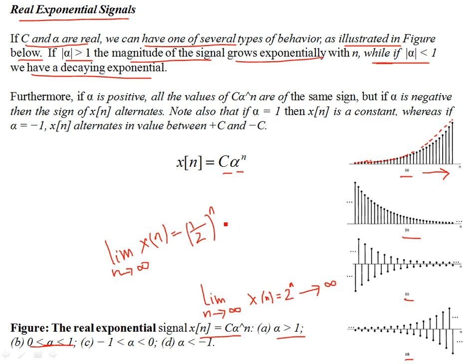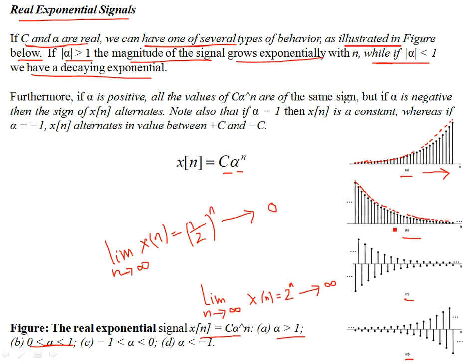So you see what happens is that as n grows, the sequence approaches 0. That's the case over here. So it's a decaying exponential. As the discrete time index n becomes large, the magnitude of the samples in the sequence becomes small.